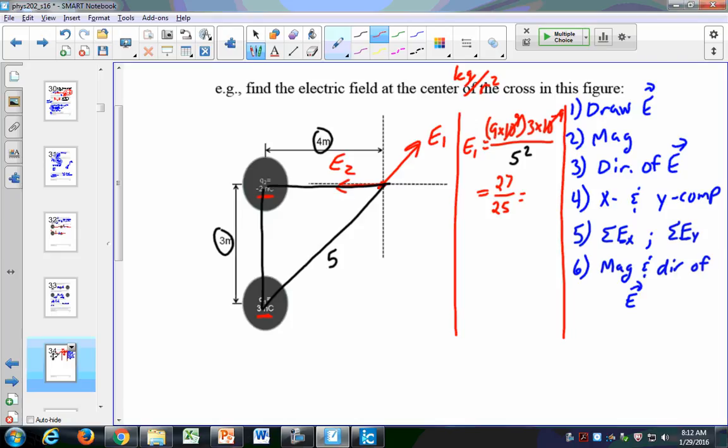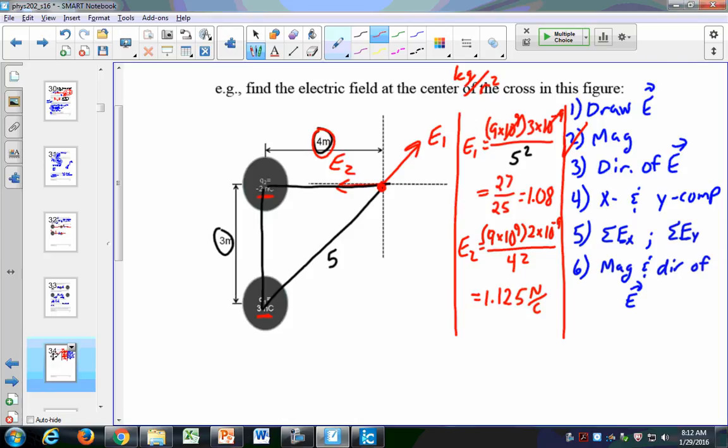I get 1.08. I'll keep all same things for now. Okay, that's in newtons per coulomb. And then in a similar way, I find E2, the magnitude of E2. It's going to be 9 e to the 9 times 2 times 10 to the minus 9 divided by 4 squared. 4 is the distance between Q2 and the point where I want to know this electric field. That is going to be 18 over 16. It's 1.125. So those are the magnitudes of those two electric field vectors.